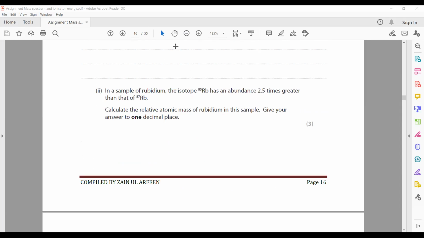Then in the next question, in a sample of rubidium, isotope 85 has an abundance 2.5 times greater than 87. Means when you compare the ratio, rubidium 85 is 2.5 times more than 87. Calculate the relative atomic mass. So how can you calculate this? So rubidium 85 is 2.5 times higher. So this is 2.5 into 85 plus 1 into 87.